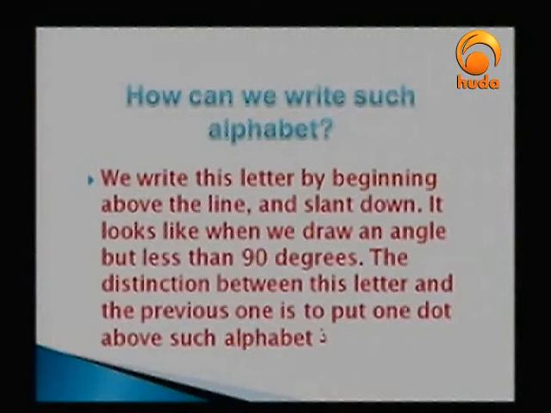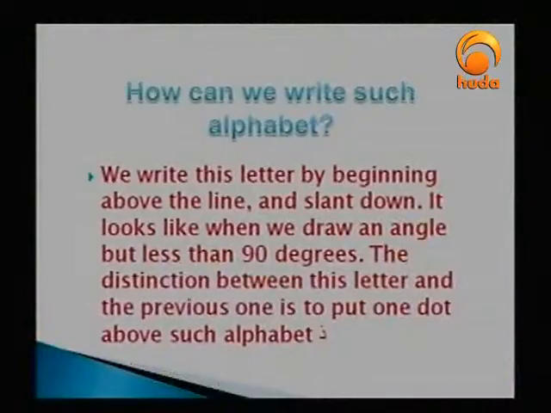So now I would like to move on to the following slide. Because Osama asked me how you can write it. Here it is, Osama. The style of writing: we write this letter by beginning above the line and slanting down. Do you still remember that? Yes, it could be the same as that, but we just have one difference, which is the dot. Okay.